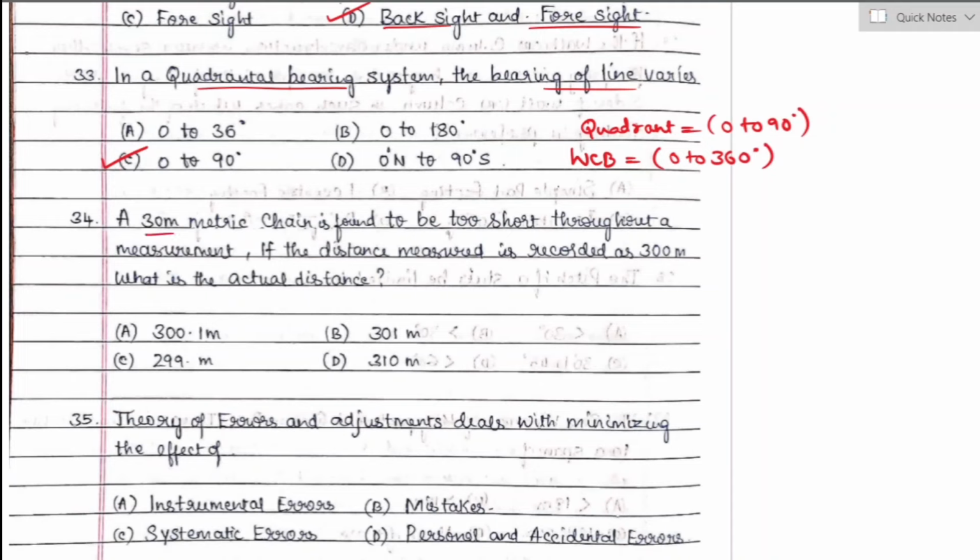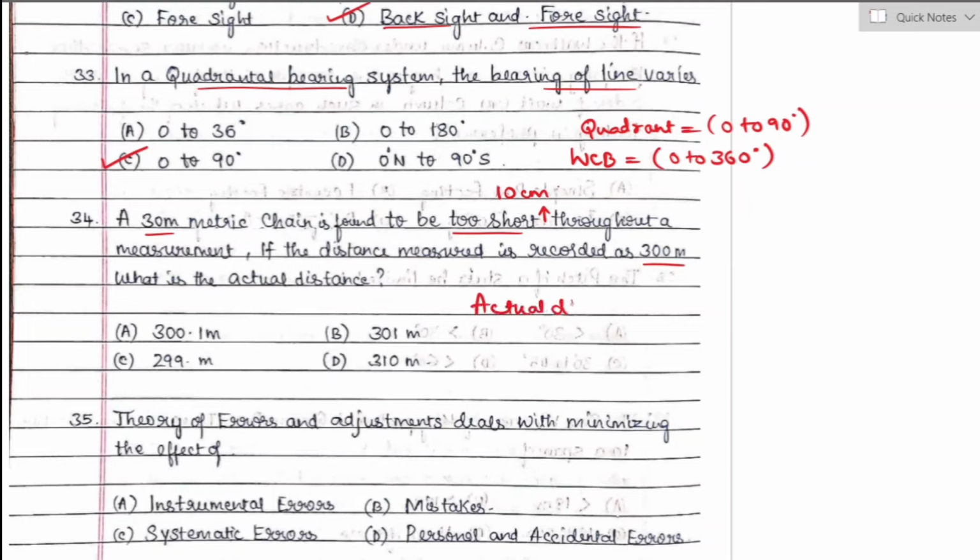Question number 34. A 30 meter metric chain is found to be too short throughout a measurement. If the distance measured is recorded as 300 meters, what is the actual distance? In this question, you can observe the amount too short is missing. So there is an error in this question. It was expected to be given as 10 cm too short. Assuming this value, let us find the actual distance.